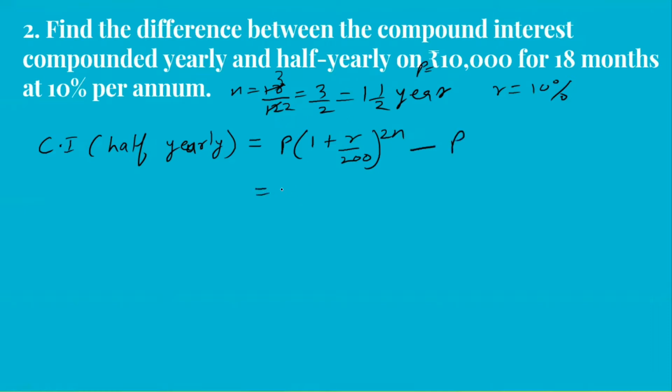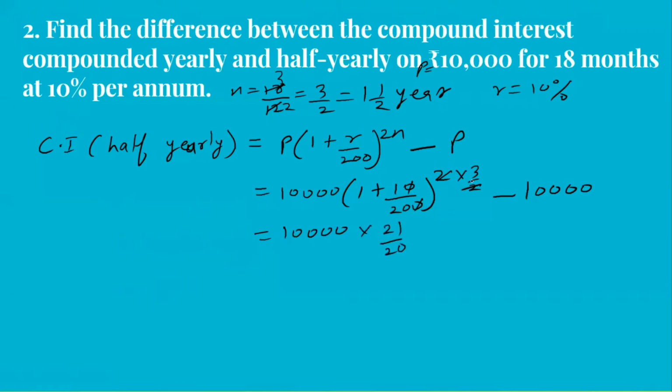So we put the values here. Principal is 10,000 in bracket 1 plus R is 10 upon 200 raised to 2n. So n is 3 by 2, so 2 into 3 by 2, minus 10,000. So this 2 gets cancelled. We have here 1 upon 20. So LCM is 20, so 20 plus 1, 21 upon 20, raised to 3. So you get 10,000 multiplied by 21 upon 20 raised to 3. So it becomes 21 upon 20 into 21 upon 20, 3 times, minus the principal, which is 10,000.